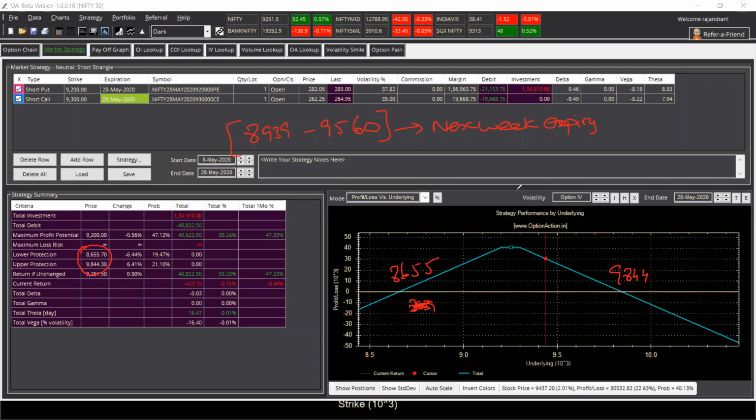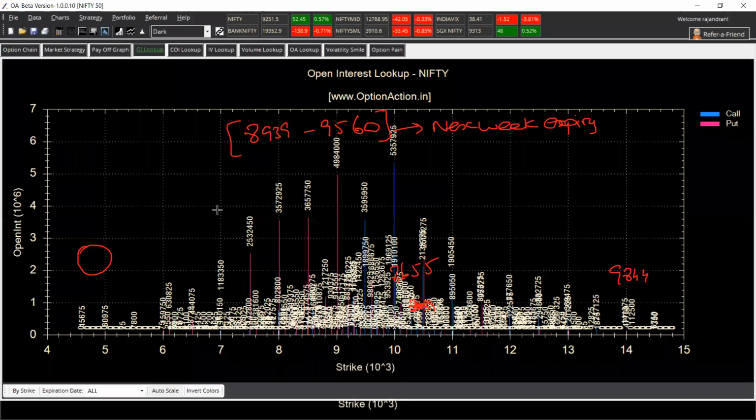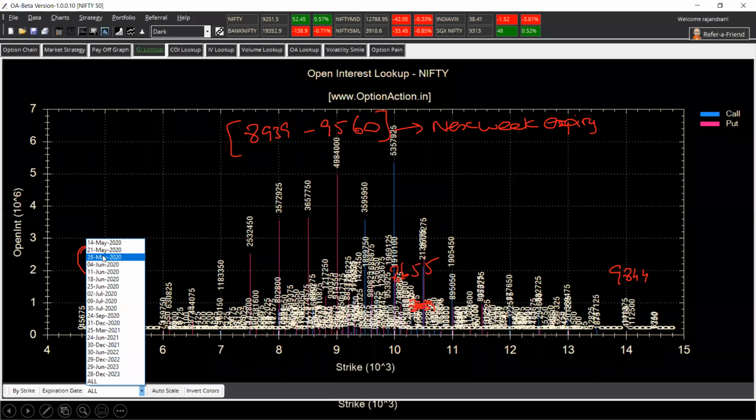But at the same time, if you check the monthly open interest, if I go to the open interest tab, the tool which I am using is Option Action tool. It's a free tool. You can go and download it from optionaction.in. It says 60-day trial, but still you can use it.